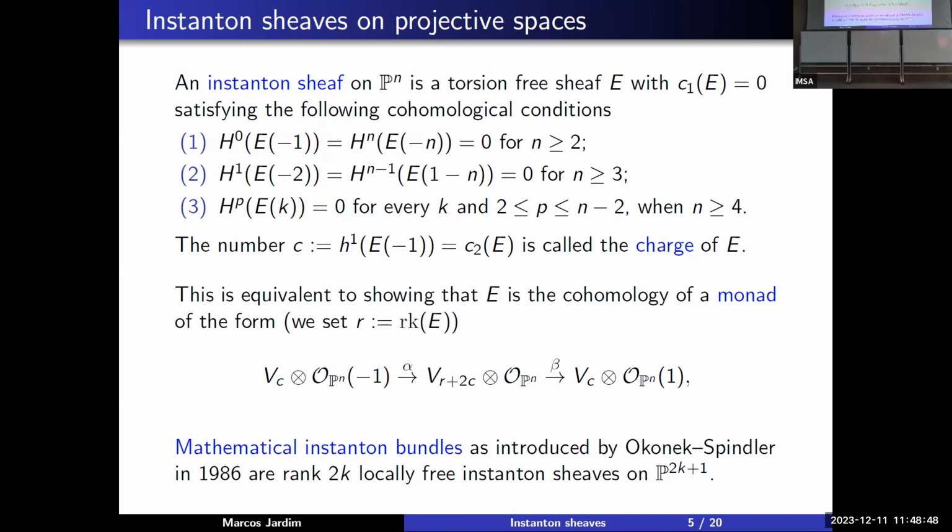So these Instanton sheaves are now not just for odd dimensional projective spaces, but they are for any projective space, and you don't need to have a particular rank, it can be of arbitrary rank, and also they don't have to be locally free. So this is a generalization of this.